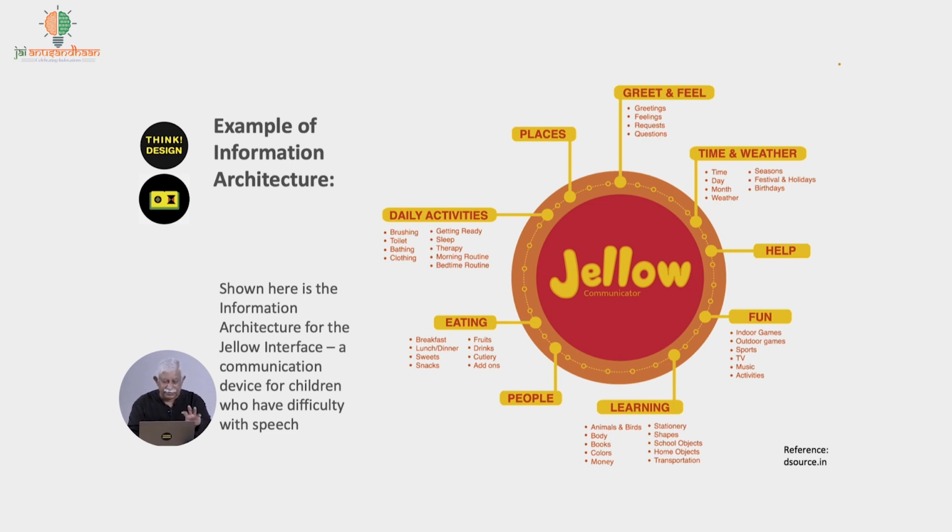You can see that places, greet and feel, time and weather, help section, fun section, learning section, the friends and people section, the eating section and the daily activities section. So this is the very broad information architecture of Jello.